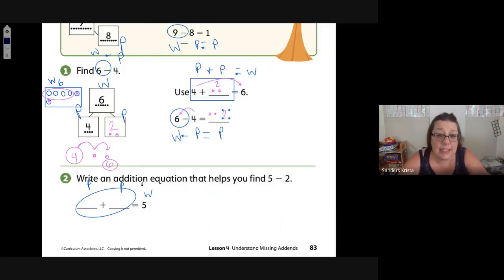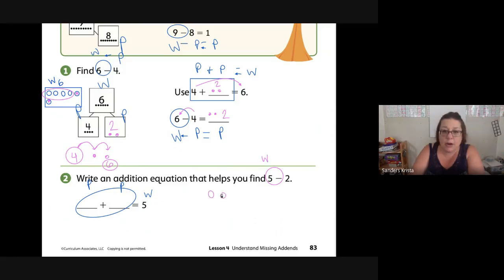Write an addition equation that helps you find 5 minus 2. Whole minus. Here's my whole. I know that there are 5 in my picture. If 2 is my part, I can circle that part. What is my other part?